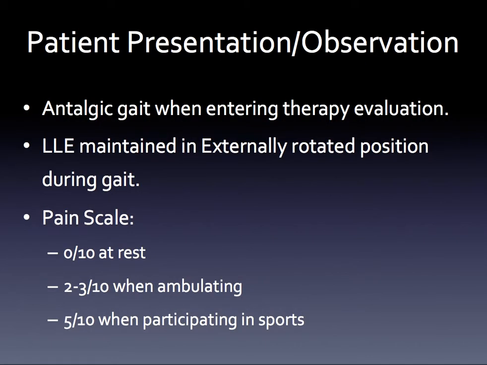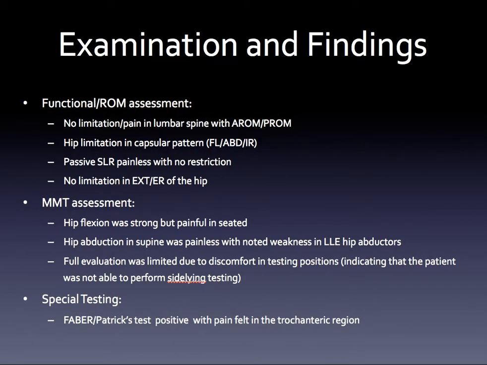So in patient presentation and observation, the patient had an antalgic gait when entering the therapy evaluation, kind of avoiding that leg. Left lower extremity was maintained in an externally rotated position during gait, and his pain scale was 0 to 10 at rest, 2 to 3 when ambulating, and 5 out of 10 when participating in sports.